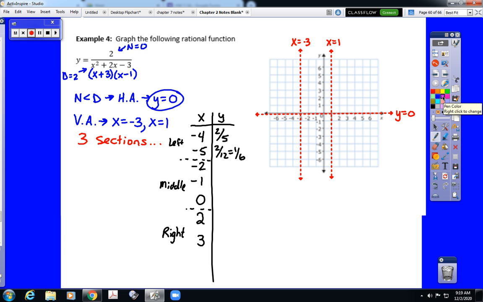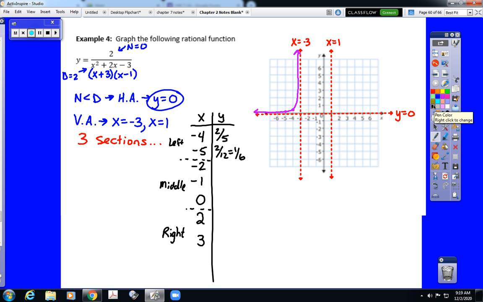Let's go ahead and put those points up there. Negative 4, 2/5 would be above the axis, but not very far above the axis. Be about a little under halfway. And then negative 5, 1/6, well, that is going to be closer to the axis, closer to the asymptote. So that tells us that our graph is coming in along that asymptote, passing through those points, and exiting along the asymptote up top.